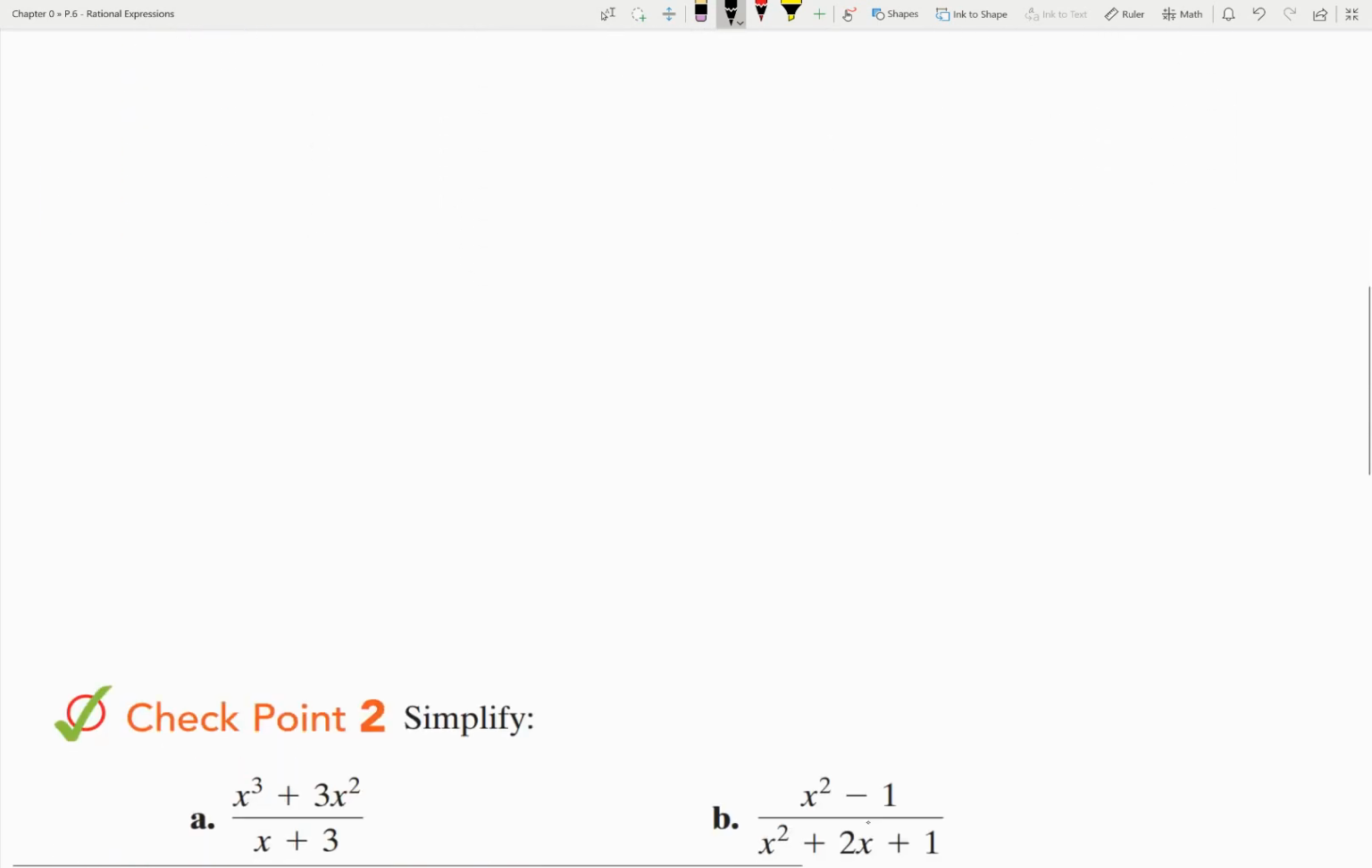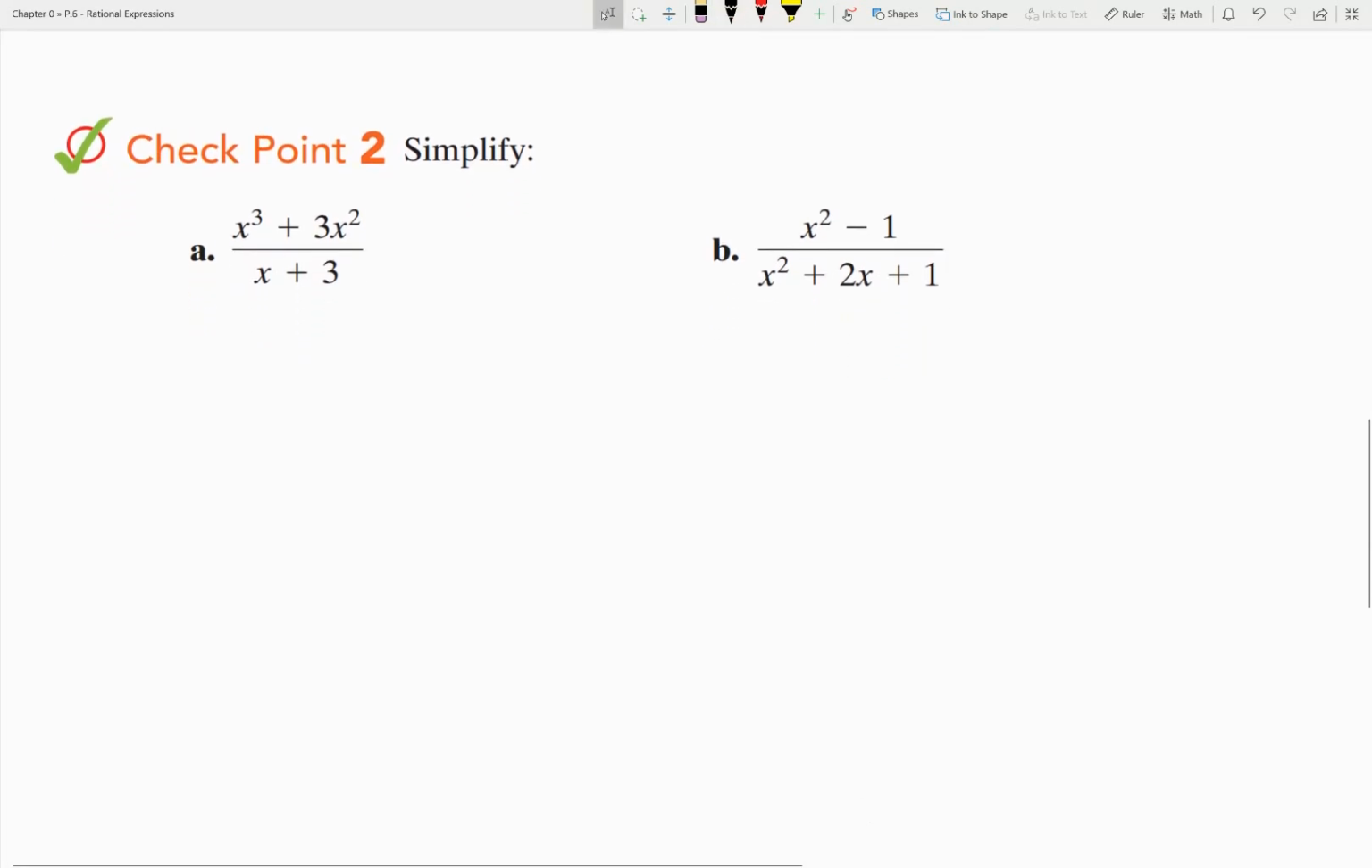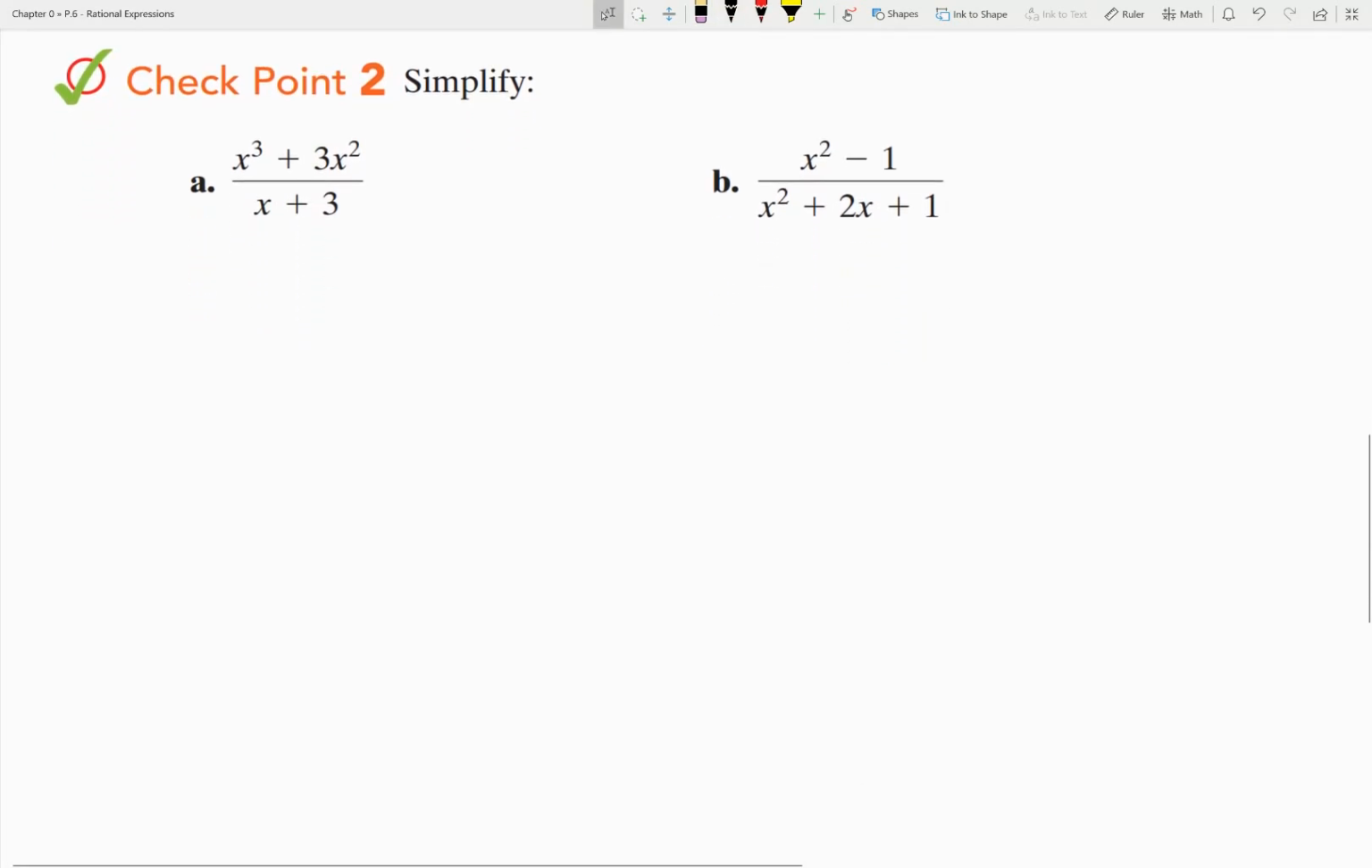Let's try some of our checkpoints. Same general idea here. Factor first. We're left with x plus 3. Cancel. So my answer here is x squared, comma, x is not equal to -3.